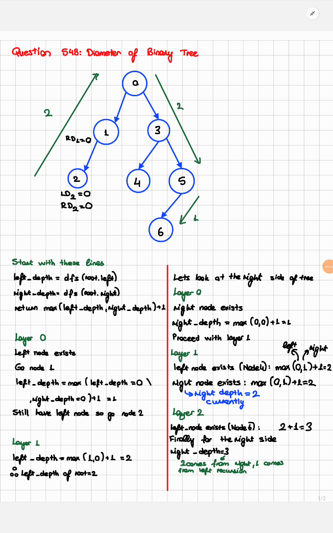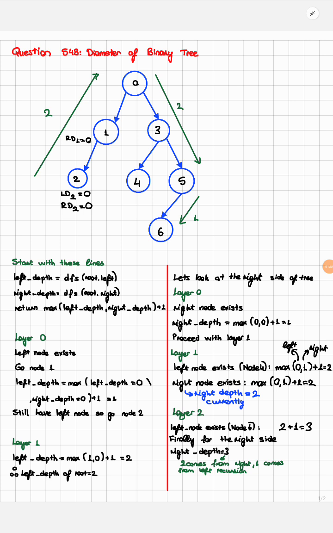Let's find the left depth of the binary tree since it's a little simpler to do so. In layer 0, the left node exists. Therefore, the algorithm goes to node 1 and at that time, left depth becomes 0 plus 1, which is equal to 1. Since we still have a left node to go, the algorithm goes to node 2. In that case, left depth becomes 1 plus 1, which is equal to 2. Since there is no node to go after, the depth of the left root becomes 2.